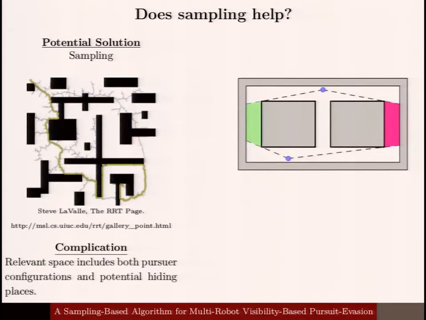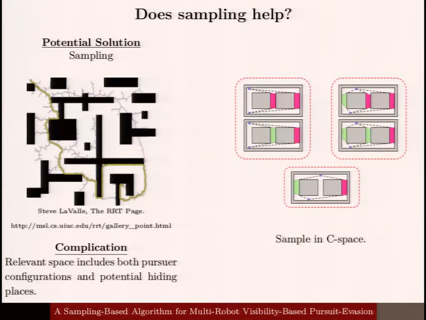The relevant space includes both pursuer configurations and potential hiding places. On the right, you'll see two pursuers, or purple circles, and then these two colored regions of the environment, the green region and the red region, indicating an area where these evaders can be hiding.